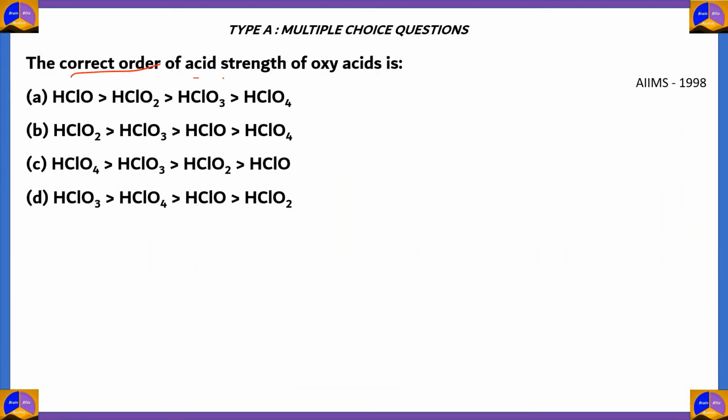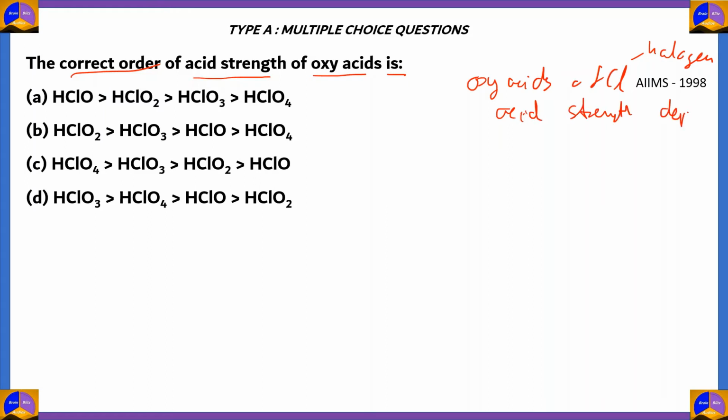This is the next question. The correct order of acid strength of oxyacids is, and we have 4 orders given here. So here we're looking at the oxyacids of chlorine, and chlorine is a halogen. When it comes to oxyacids of one halogen, the acid strength depends on the oxidation state of chlorine. The higher oxidation state that chlorine has, the more acidic it will be.